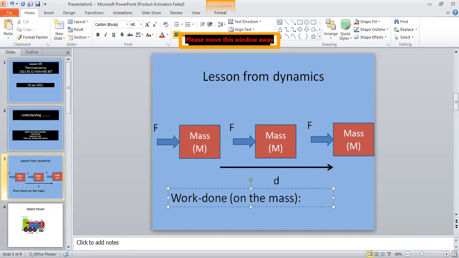Yeah, you apply the force. Imagine there is something like a force. Even you can apply force on a mass.